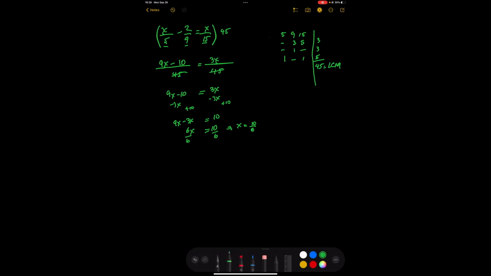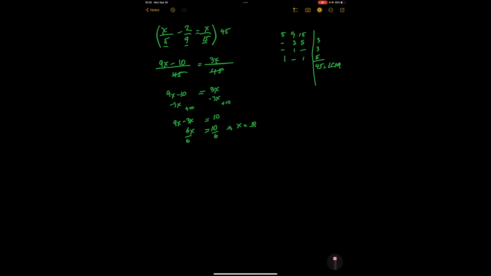And now we are almost done. So what is 10 over 6? Well, we're gonna simplify. What do 10 and 6 have in common? They have 2. So we're gonna divide both the numerator and denominator by 2, and that would be x equal to 5 over 3. So that is the answer for x.